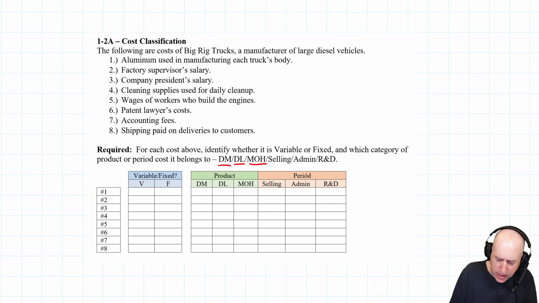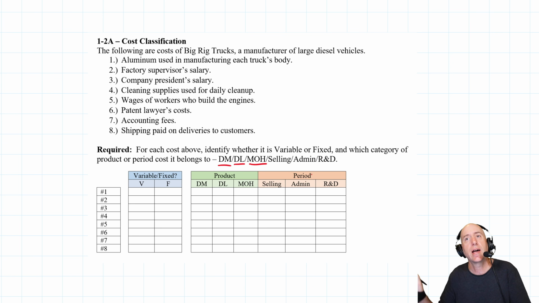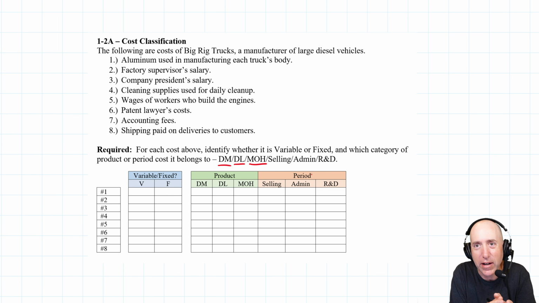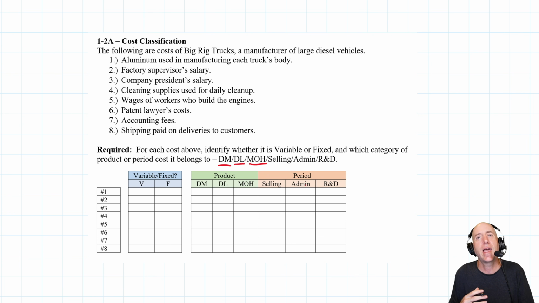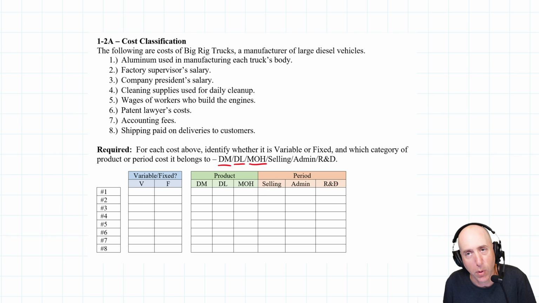Selling, admin, and R&D are our period categories, and these are outside of the factory. So selling, think of advertising or marketing, think of salespeople's salaries, and delivery costs are a key part of selling. Administrative costs, I always think of as office costs or business-related costs. So the president's salary, the president's secretary or personal assistant, or the accounting office, those would be admin costs. R&D, researching a new product. We are spending money to make a new product line or improve our product line. That's an R&D cost. And again, that's not a factory cost.